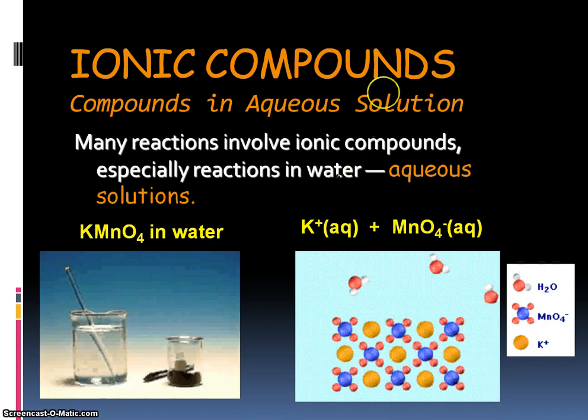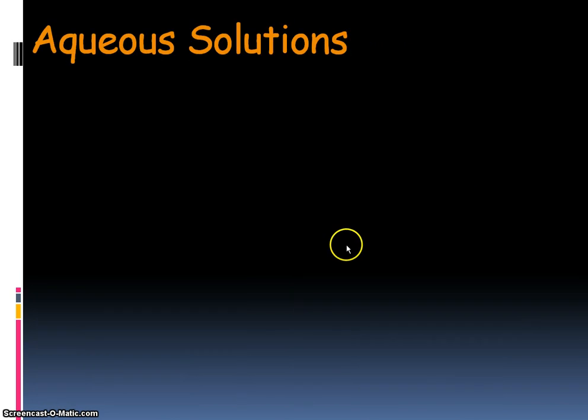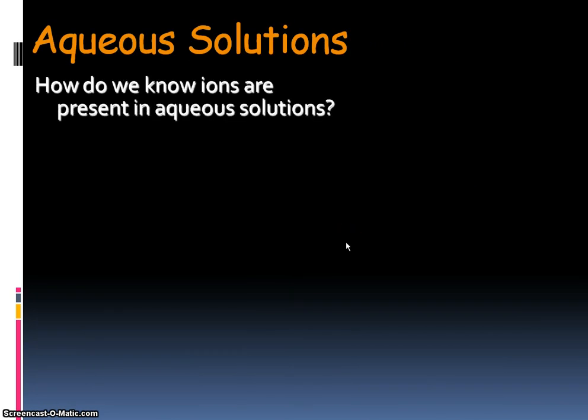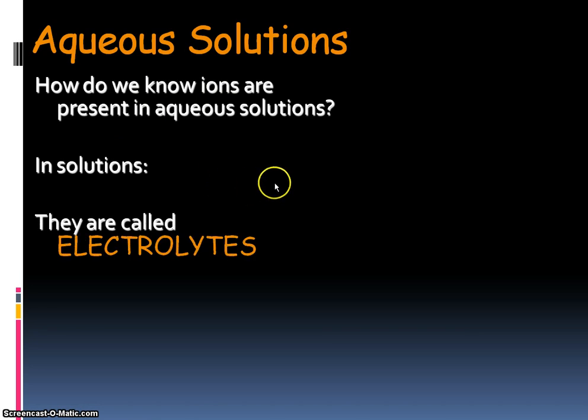So when we have ionic compounds, when they're put in water, they separate into their ions. And because they separate into their ions, they are called aqueous. Okay, so that means the water helped them separate into the ions. In aqueous solutions, we can know that an ion is present by testing with electricity. And if it conducts electricity, they're called electrolytes.